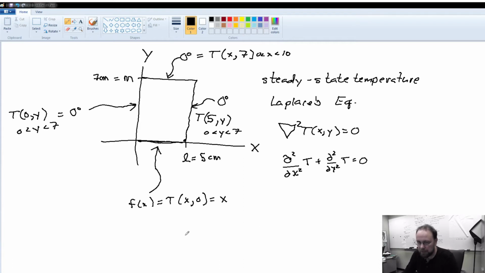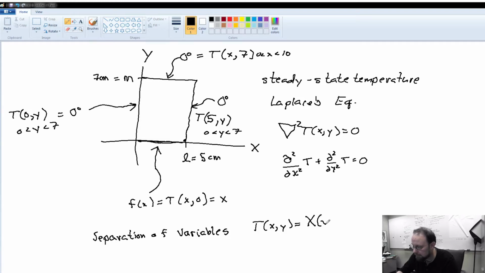So the key here, of course, is to use separation of variables. Separation of variables tells us that we can assume that the temperature function can be separated into a function of x and a function of y, a product of a function of x and a function of y. So that assumption is that this can be broken down into just a function of x, we'll call it big X, and big Y.